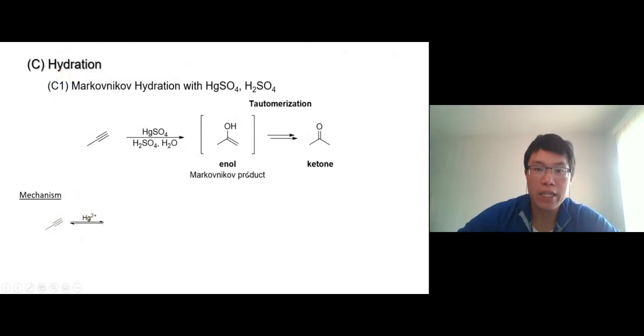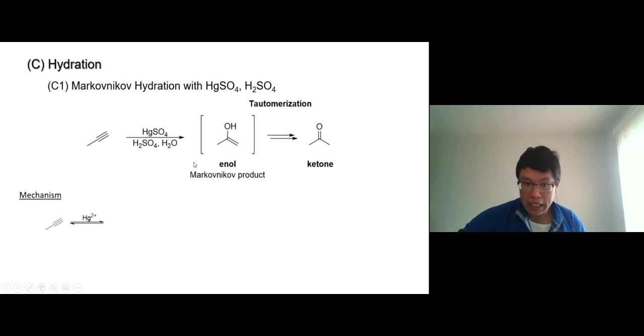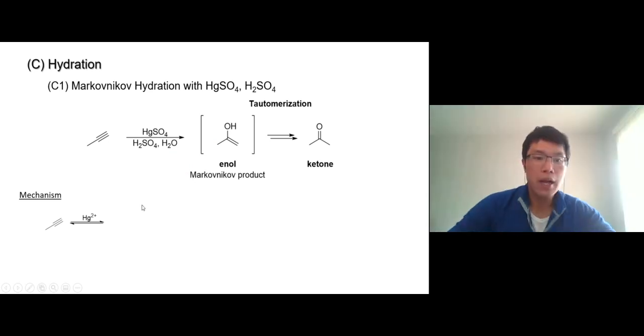So Markovnikov hydration of an alkyne uses mercury, same thing, mercury sulfate. All right, you form an enol. And then this guy will tautomerize to a ketone. All right, we're going to talk about this step right here. You don't need to know this mechanism. I just want to show you how it works.